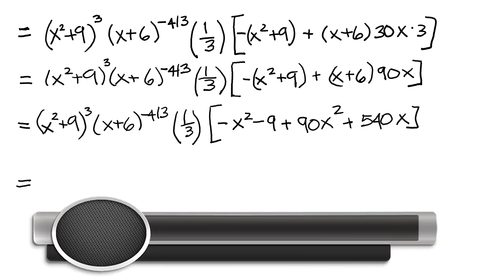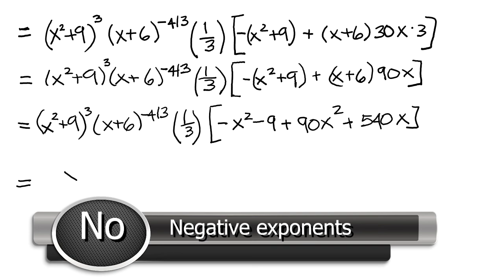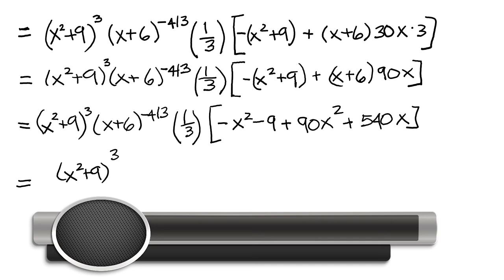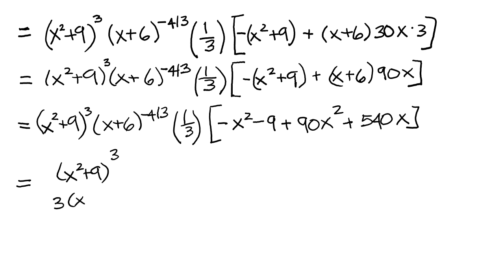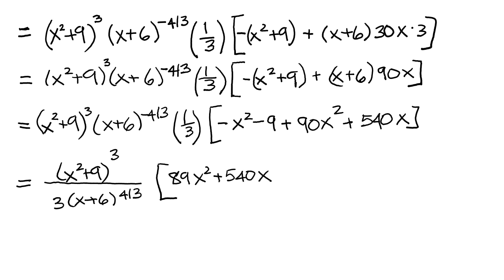I never want to write an exponent that's negative. So I'm going to have x squared plus 9 cubed. And in the denominator, I'll have 3 times x plus 6 all to the power 4/3. And then inside my square brackets here, I'm going to have 89x squared, because I've got a minus x squared and a plus 90x squared, plus 540x minus 9. And that's as simple as I can get it.